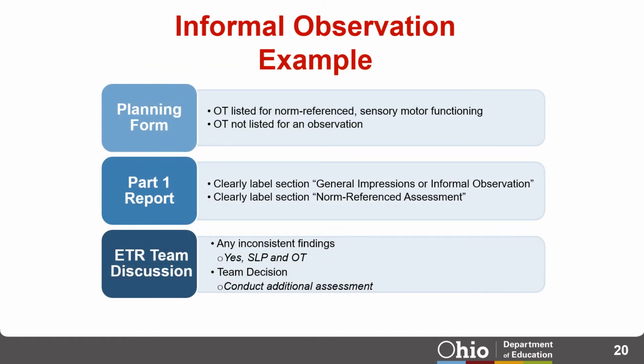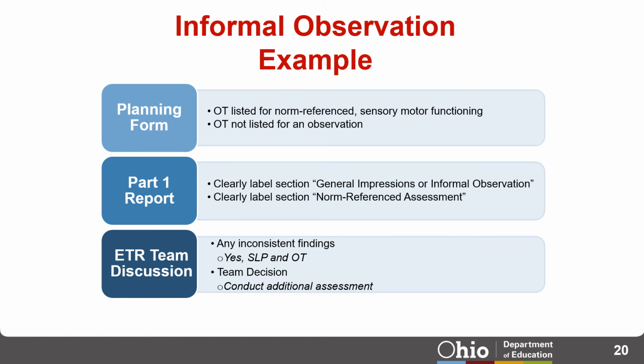For example, an OT is listed on the planning form to conduct a norm-referenced assessment in the area of sensory motor functioning. During her evaluation, she is not able to understand any of the child's verbalizations. When the OT writes her Part 1 report, she should clearly label a section of her report as general impressions or informal observations, and then objectively describe her language experiences with the child. In a separate section, clearly labeled as norm-referenced assessment, she would go on to summarize her findings from the norm-referenced sensory motor assessment. The ETR team would consider this informal language information from the OT. Is it consistent with other evaluation assessment data? And if there are inconsistent findings, then are additional assessments needed?